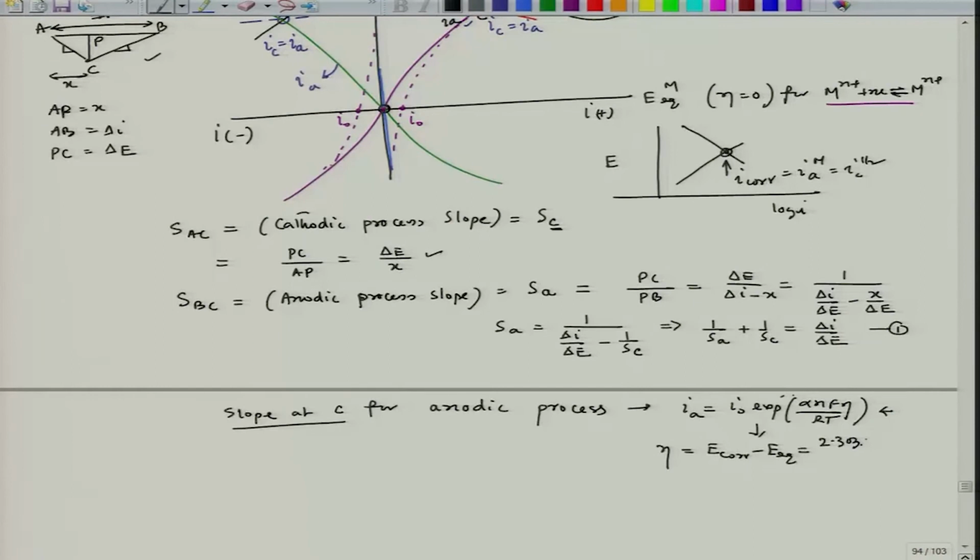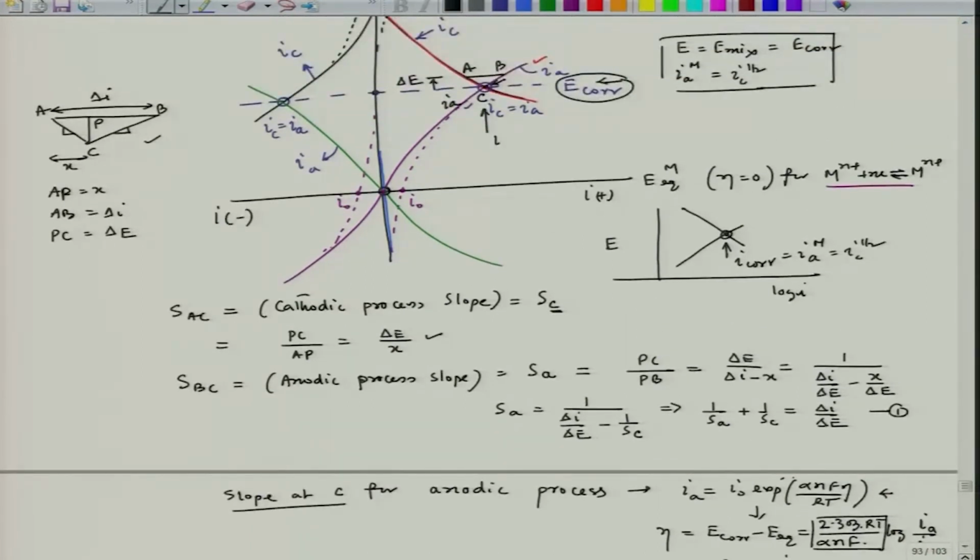2.303 RT by alpha NF log of IA by I0, and this quantity is nothing but beta A log of IA by I0, and IA I can replace as I corrosion, since at this location, IA equal to I corrosion equal to IC. This is hydrogen, this is metal, so this is metal.